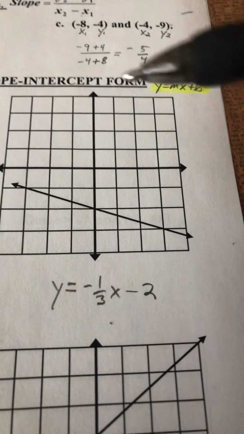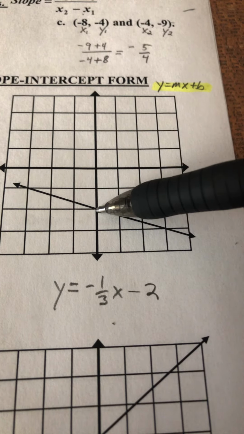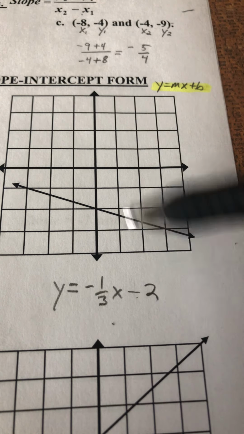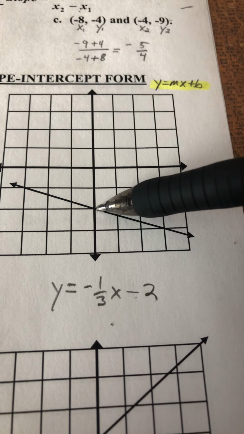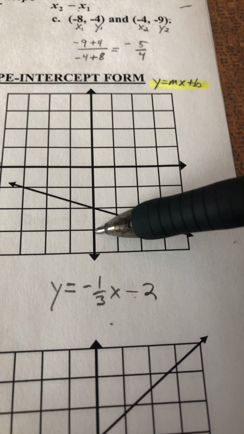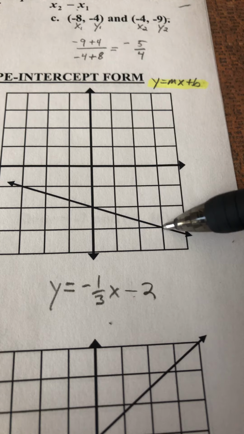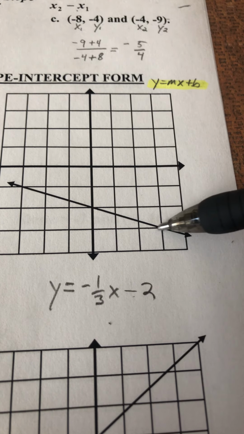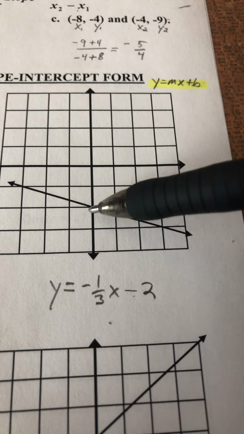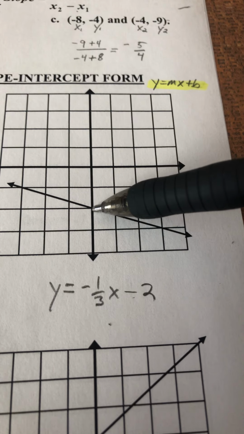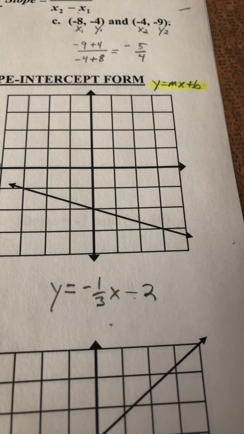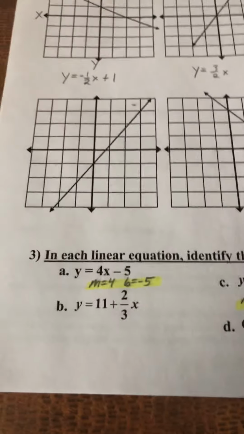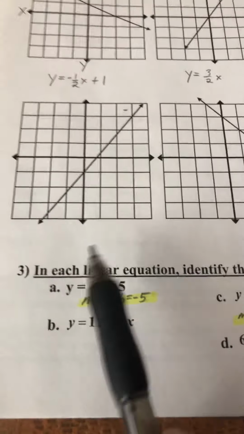And then this one, it crosses at -2, so I have a -2 for my y-intercept. And so my slope, if I start there, it's going to go down 1 over 3 before it crosses at the next intersection of x and y coordinates. So down 1 over 3. So this is negative 1 over 3. Okay, moving on. So try the other ones on your own. Go ahead and make mistakes.